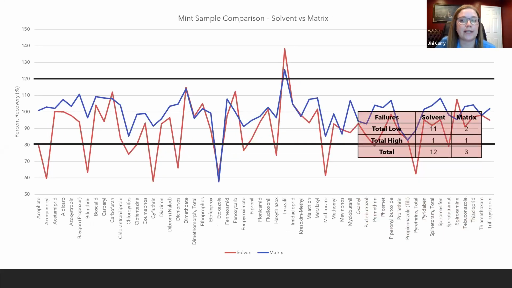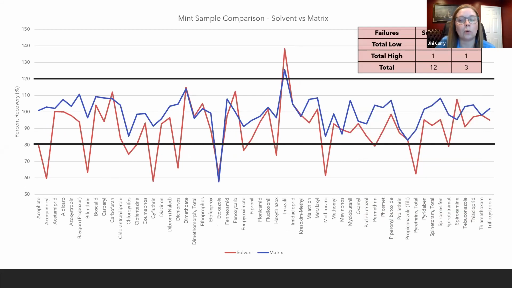And then here is a mint sample. Again, solvent and matrix calibrations, and you can see those total number of low failures were 11 for the solvent and 2 for the matrix. And then the total high failures were 1 and 1. So again, we really were able to reduce the number of failures from 12 to 3. And so that's great because that means that if you're reducing those failures, you're calibrating in matrix, there's less of a chance that things are being quantified incorrectly. The matrix is no longer impacting those results.